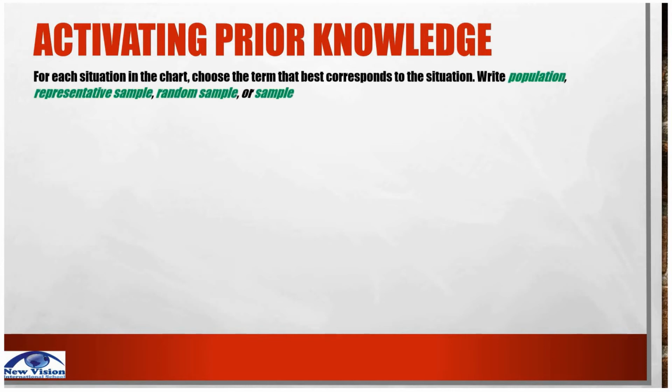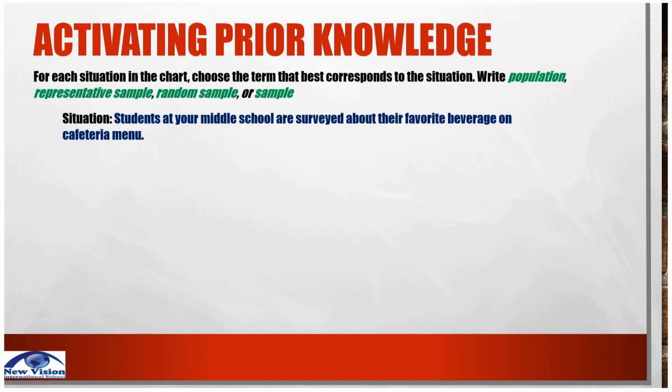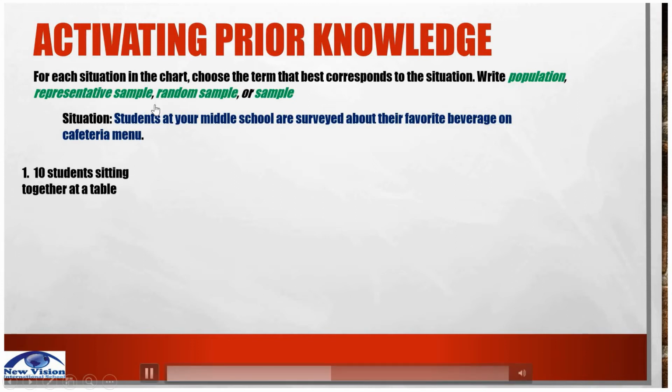For each situation in the chart, choose the term that best corresponds to the situation. Population, representative sample, random sample, or sample. Situation. Students at your middle school are surveyed about their favorite beverage in the cafeteria menu. Number 1. 10 students sitting together at the table. What do you think? Does it describe population, representative sample, random sample, or sample? You have 5 seconds to think.